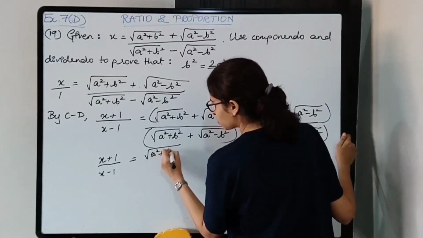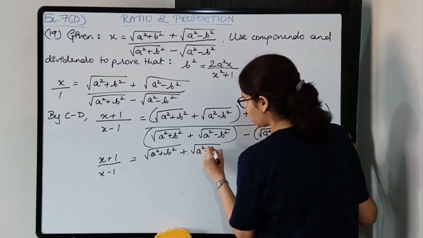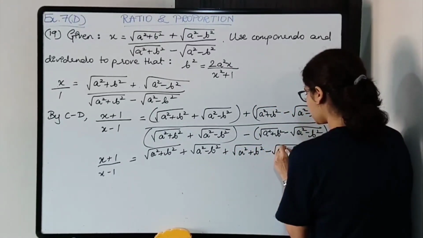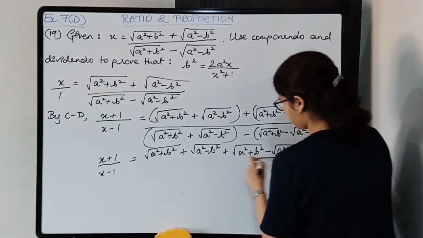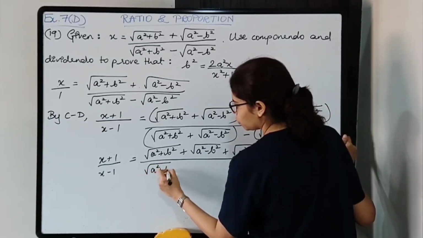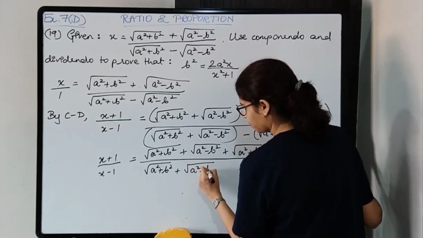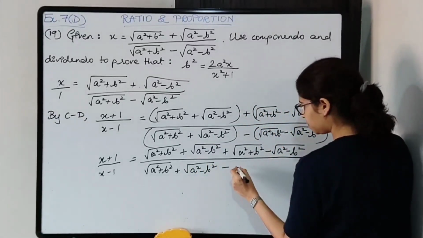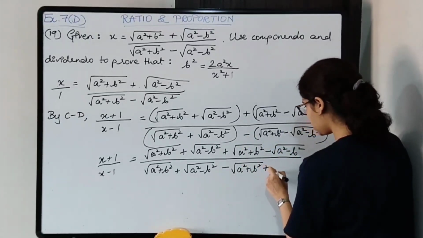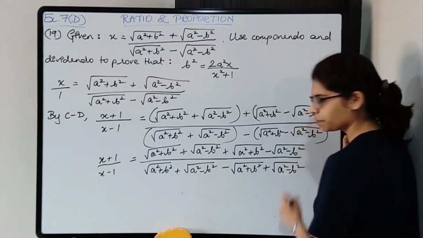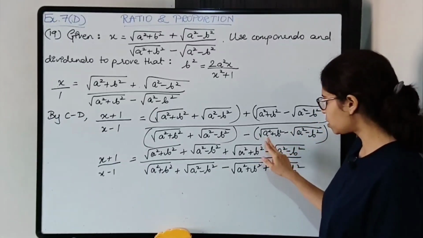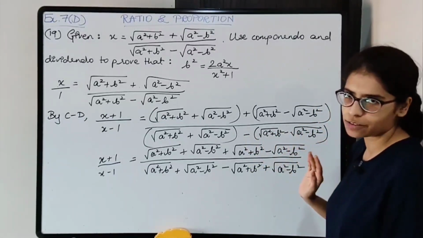Square root of a square plus b square, and your square root of a square minus b square. All the terms here will remain as they are because there is a plus sign in between, so signs are not going to change. Your numerator will remain as it is and the signs of the denominator will change. Minus square root of a square plus b square, minus into minus plus square root of a square minus b square. You cannot change the signs inside the root, but outside the root the signs will change. This was positive, this became negative, this was negative, this became positive.